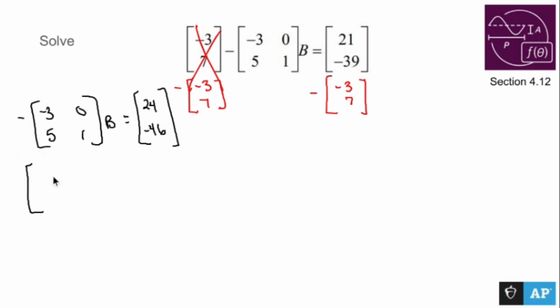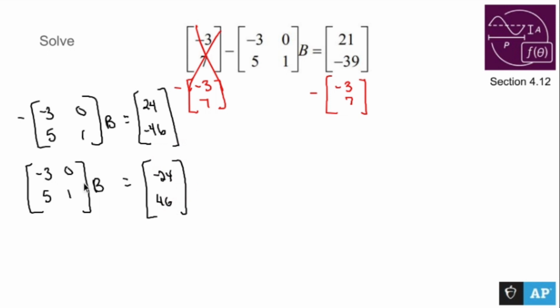All right. Now, before I go any further, that negative is just being a pain. Let's get rid of it. Let's multiply both sides by a negative, so that essentially gets rid of the negative on the left, leaving me with just the matrix on the left, and times B, of course. Can't forget that, times B. And that's going to equal [-24, positive 46].